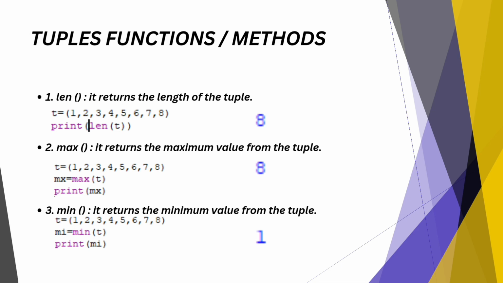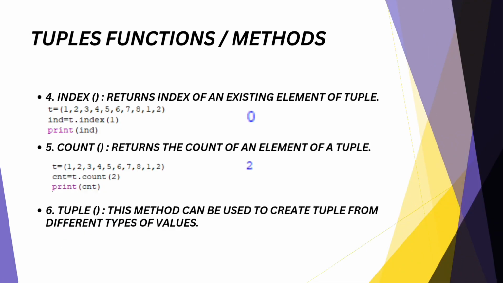Now another function we have is index. Index will give the index of an existing element. Suppose 1 is present at index 0, starting index, so it will give 0. Count function returns the count of an element of the tuple. Here, how many times is 2 present? 2 is present 2 times, so it will give 2.